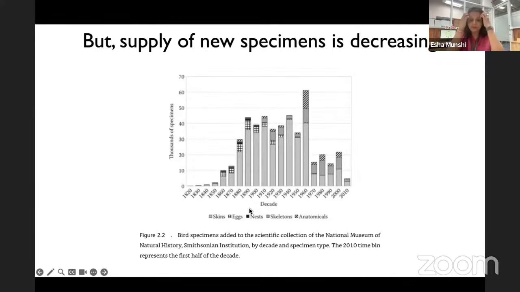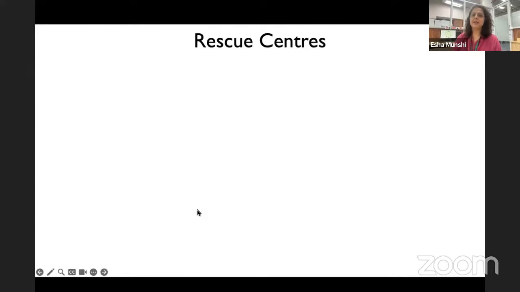Skins can now very easily be documented with the help of a camera, and we have recording devices for sounds and so many other things, right? So now I think what we need is a new supply of a new type of specimens, which are feather specimens. And the answer to that is the rescue centers across India. The entire feather library collection you're seeing right now is from one rescue center based in Ahmedabad.